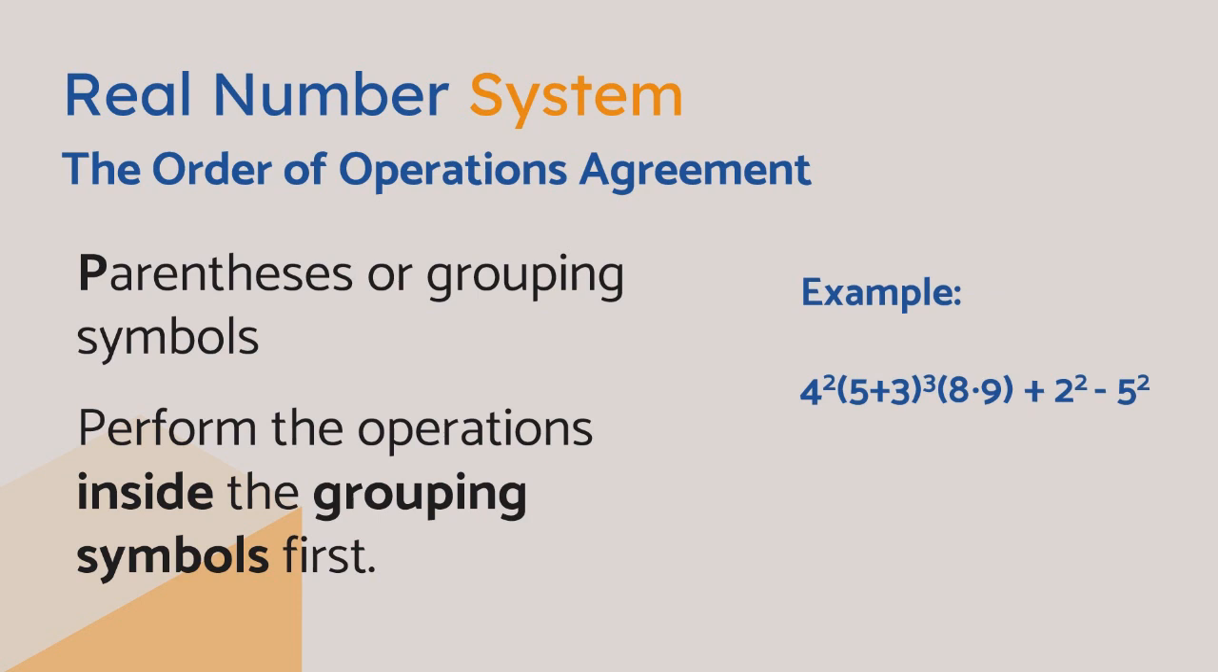So we have an example. We have 4 squared times the quantity 5 plus 3, raised to the third power, or cube, times the quantity 8 times 9, plus 2 squared minus 5 squared.